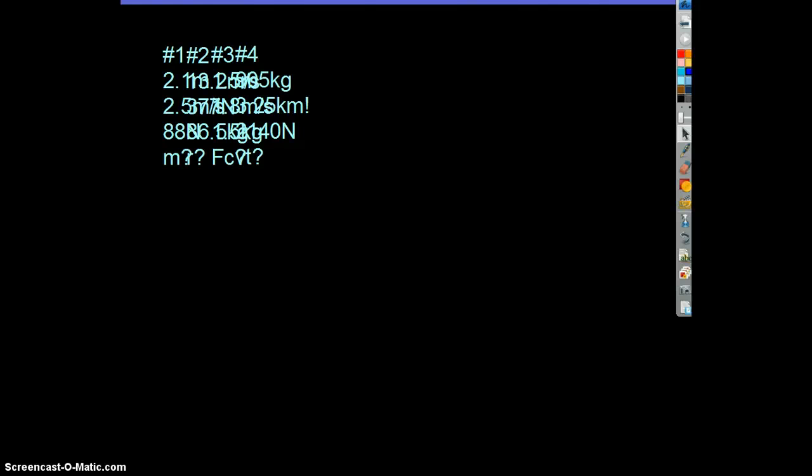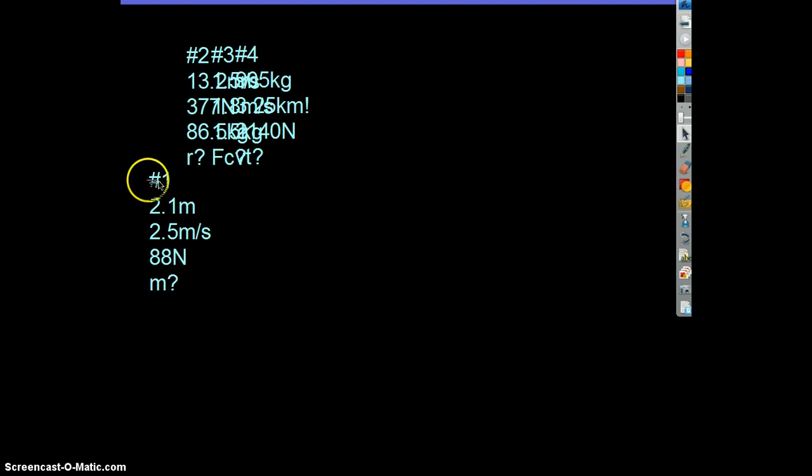Looking at the homework that is on page 228, number 1. In number 1, a 2.1 meter rope is attached to a tire overhanging a tree limb. The girl swings on it, has a tangential speed of 2.5 meters per second. Find the magnitude of centripetal force. They tell us that it is 88 newtons. What is the mass of the girl?